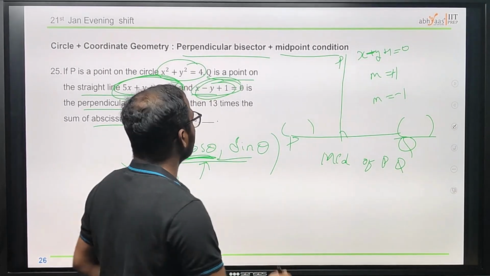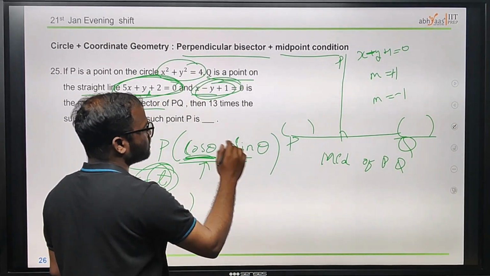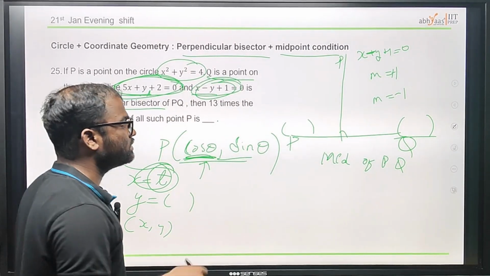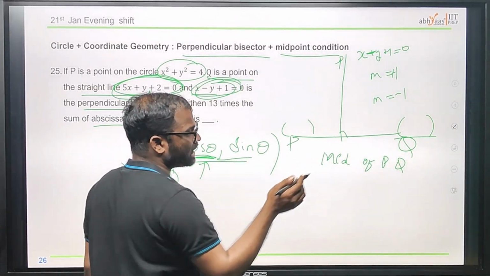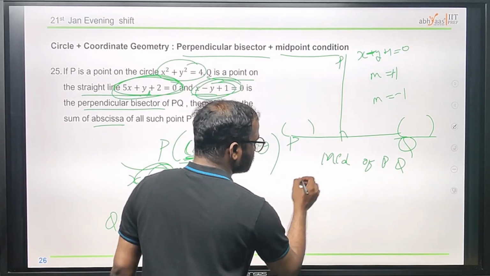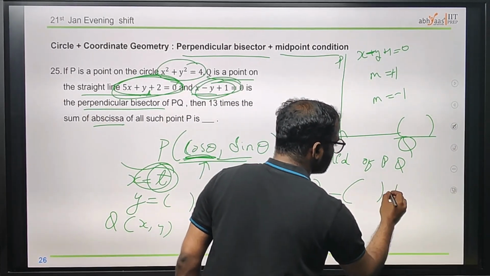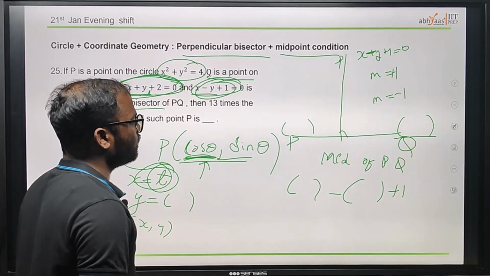Just find the midpoint of that, like we know: a plus b by 2, a minus b by 2, c plus d by 2. That is the point. Just substitute those values in this one, x and y, plus 1. Now we got this one.